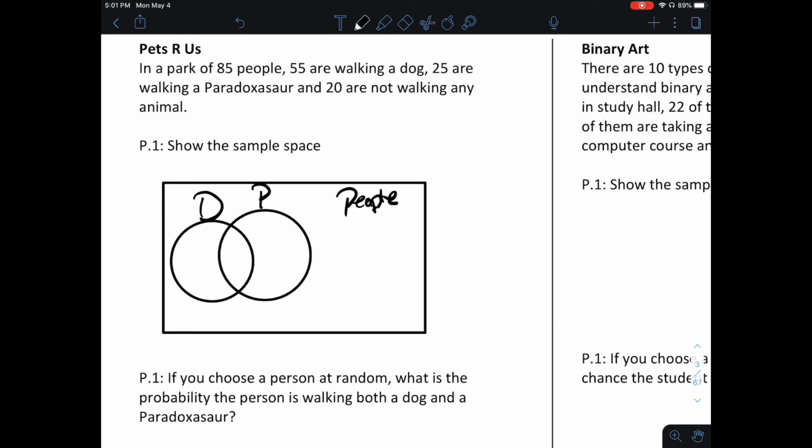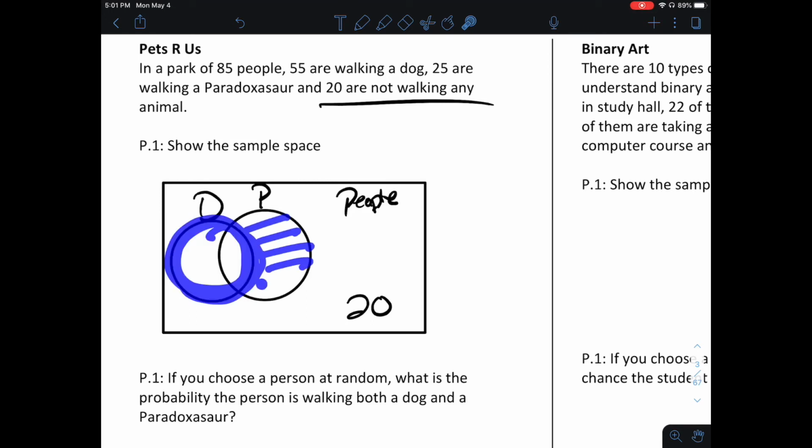So we know that 20 are not walking any at all. So we can put that out here. And then we could say, well, there are 85 total. We've just used 20. There's 65 people left. Of those 65 that are left, 55 are in this dog walking category. 65 minus 55 is 10. That means what has to go here has to be 10.